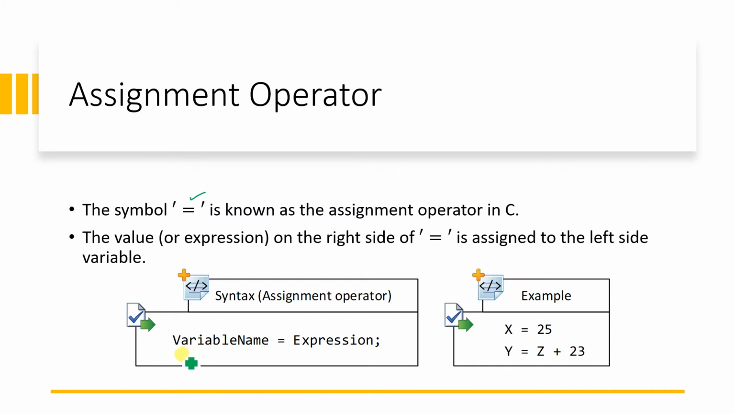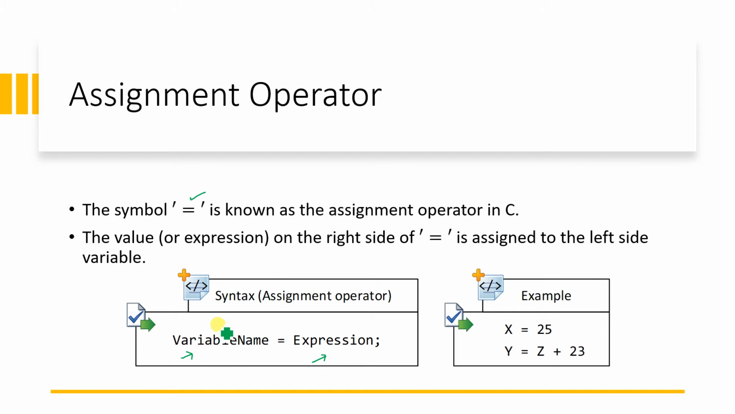The left side of the assignment operator must be a variable name, and the right side can be a value or an expression. Whenever the expression gets calculated, that value will be assigned to your variable name. If you have not specified any expression and directly provide a value, then also it will be assigned to this variable.